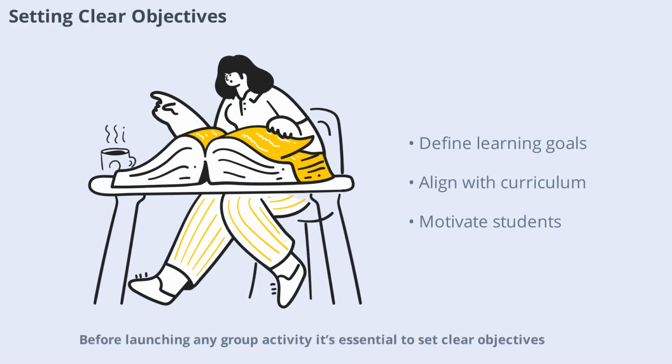Before launching any group activity, it's essential to set clear objectives. What do you want students to achieve? Are you aiming for improved understanding of a topic, better communication skills, or perhaps fostering creativity? Defining your goals helps you design activities that are purposeful and aligned with your curriculum. When students know what's expected, they're more likely to stay focused and motivated. Clear objectives also make it easier to measure the success of your group activities and make improvements for next time.